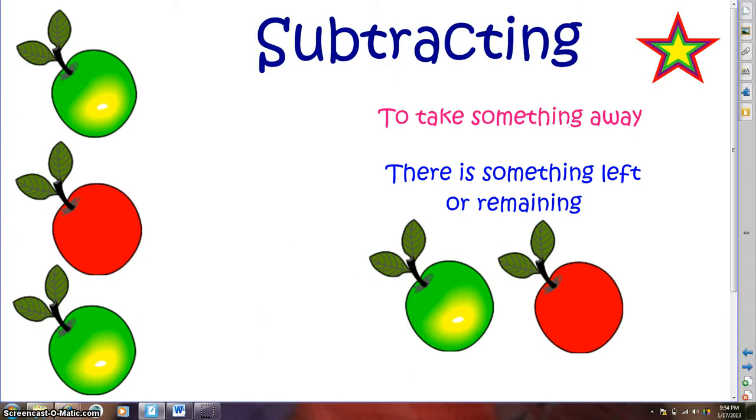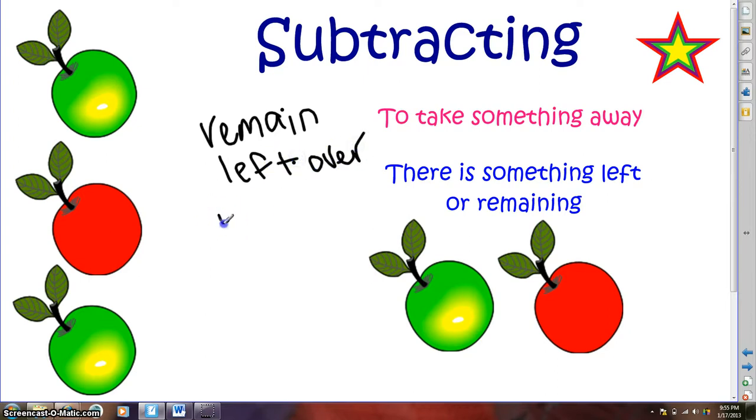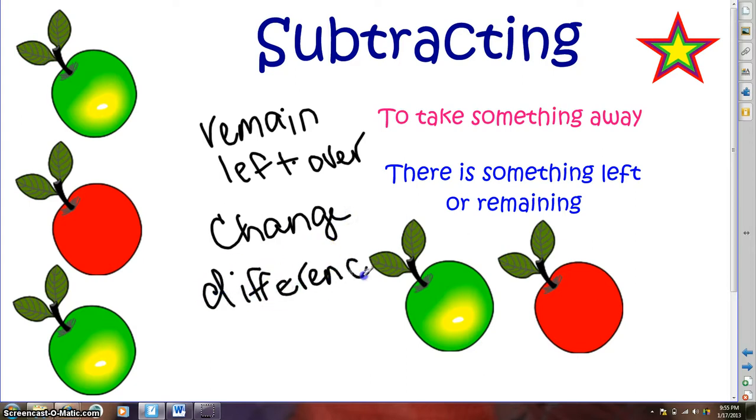So some words that we might see: take away, subtract. We might see something that is remaining. How many are left over? We might ask, how much did something change? What's the difference between the 2 sets? So all of these words mean that we're taking 2 sets of things apart and we have something left over.